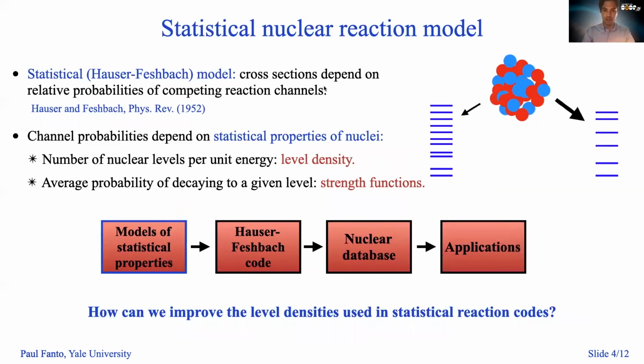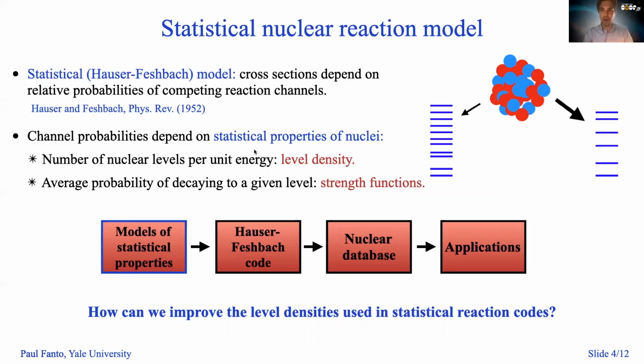To calculate reaction rates for compound nucleus reactions, nuclear physicists use the statistical model of compound nucleus reactions, also called the Hauser-Feshbach model. In this theory, the cross-sections depend only on the relative probabilities of competing reaction channels, a reaction channel being a particular way that a compound nucleus can form or decay. These channel probabilities, in turn, depend on average structural properties in the nucleus, called statistical properties of nuclei.